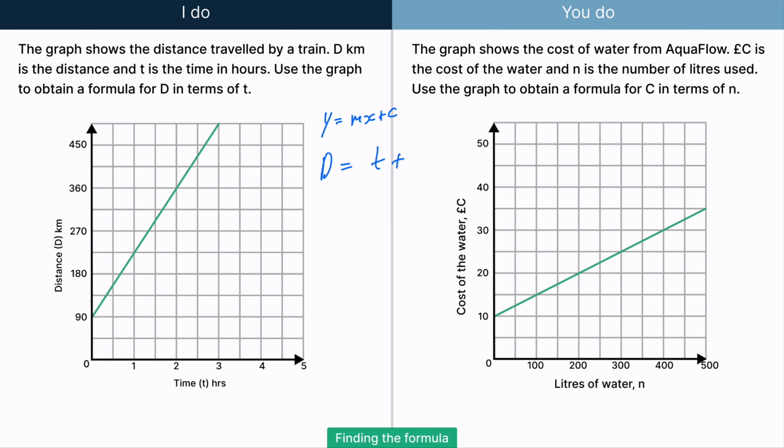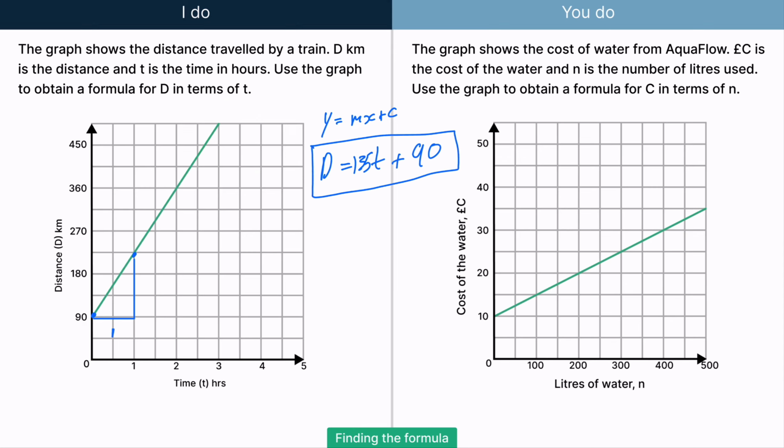And the y-intercept, obviously we can just read that straight off, that's just 90. So the only thing we're left to find is the gradient. So to find the gradient, we pick 2 nice points, like that one there and that one there. We go 1 across, and we go up by 45 each time. So 45 times 3 would be 135. So that is my formula there.